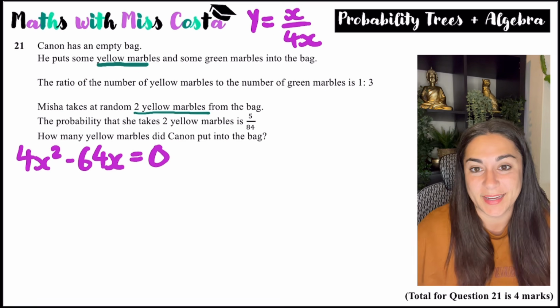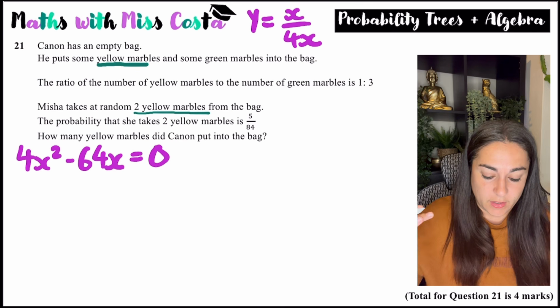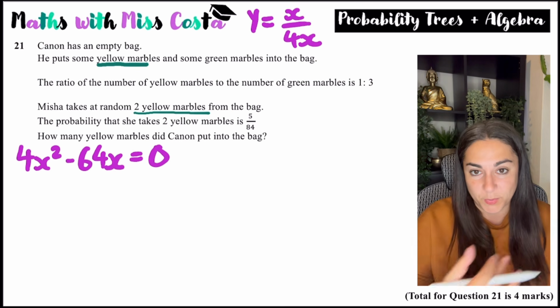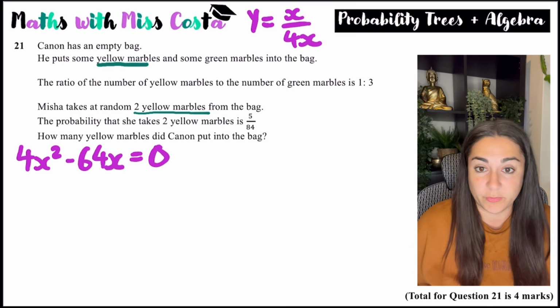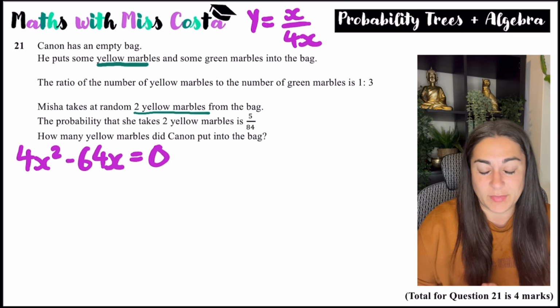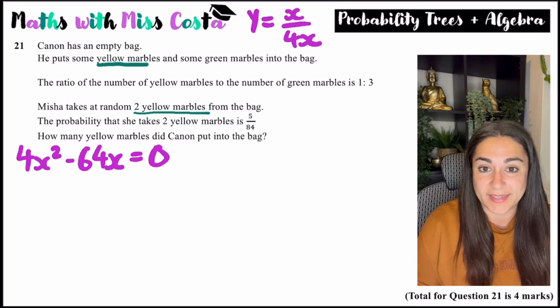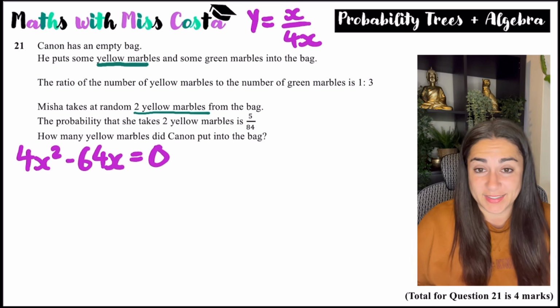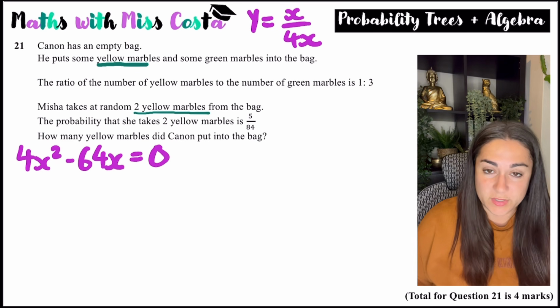So what I've done is I have created an algebraic expression for my probability. I've then multiplied it and realized it's going to form a quadratic. So when that happens, generally with difficult questions like this, the aim is to form a quadratic, make it equal to 0, factorize it and solve it. So in order to solve a quadratic, you need to make it equal to 0.